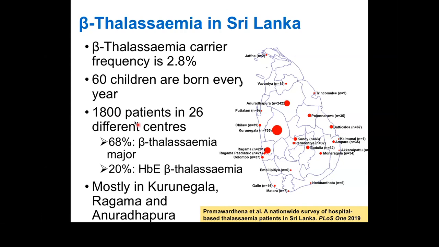And currently, we have about 1,800 patients who are being treated for beta thalassemia in 26 different centers island-wide. As you can see, most of these patients are receiving treatment at Kurunegala, Ragama, and Anuradhapura thalassemia centers. 68% of our thalassemia population has beta thalassemia major, that is homozygous mutation, and 20% has hemoglobin E beta thalassemia.